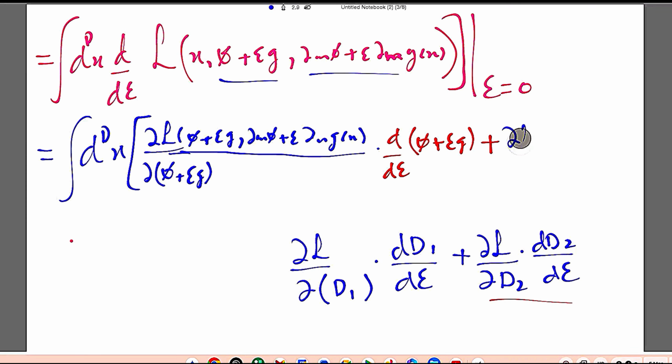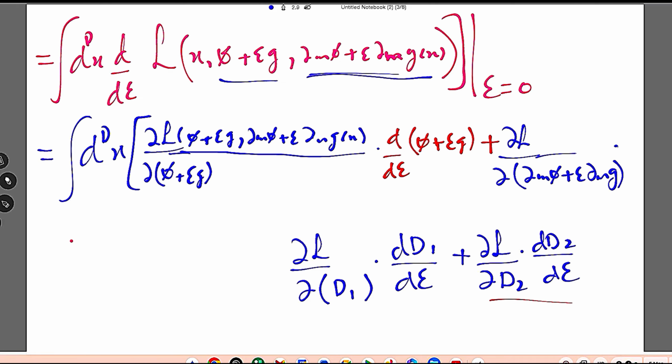and it will be partial L with this long dependency. You'll write down this long dependency. Okay, this is your job. And partial L by partial of d2. What is d2? d2 is this whole thing. So let's write down this whole thing. Partial m phi plus e partial m g of x. You can write that. Alright, and dot we have d2, d2 by de.